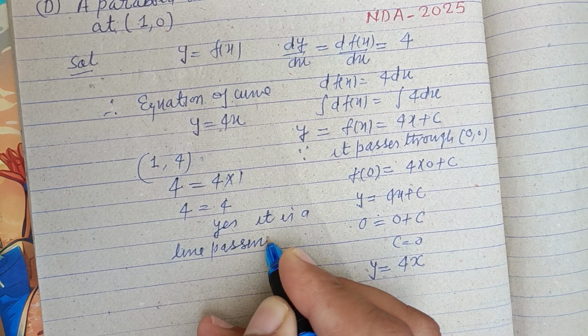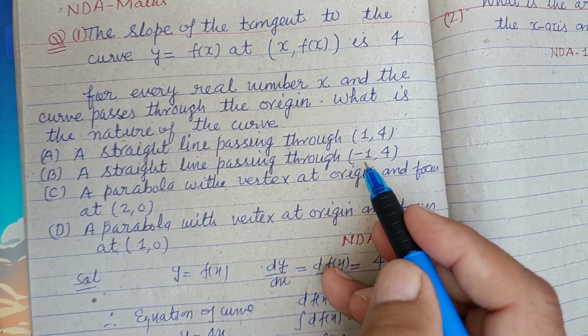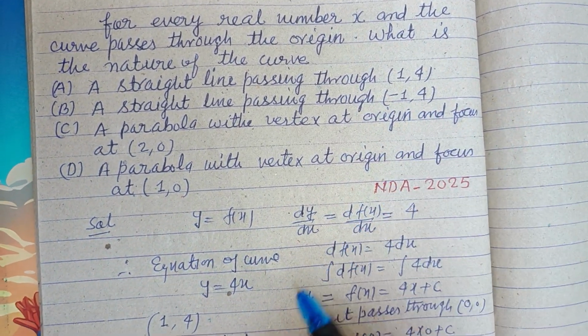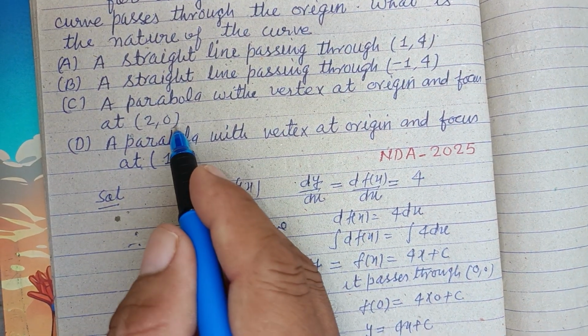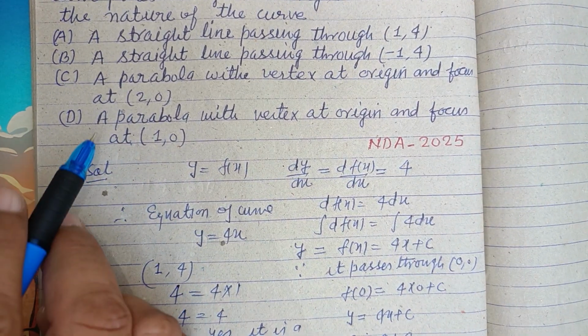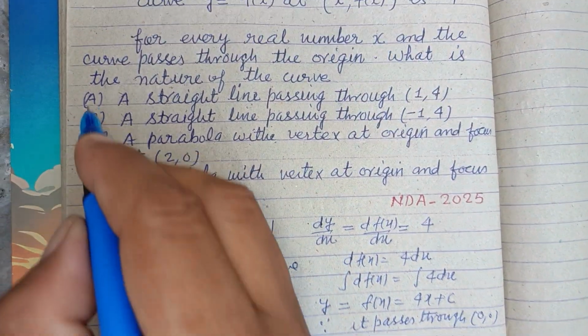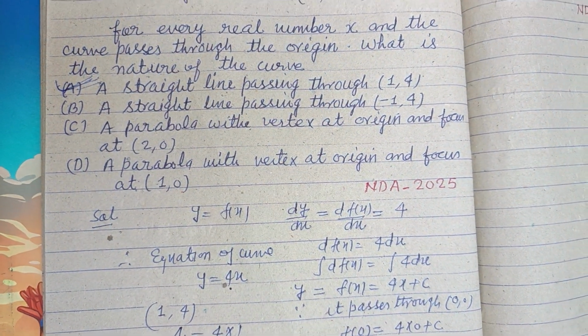passing through (1, 4). It cannot pass through (-1, 4) because if we put the values, this cannot be satisfied. If we put (2, 0), this is also not satisfied. Here it is saying in option C parabola, so it is not a parabola. So A is the correct answer of this question. A straight line passing through (1, 4).